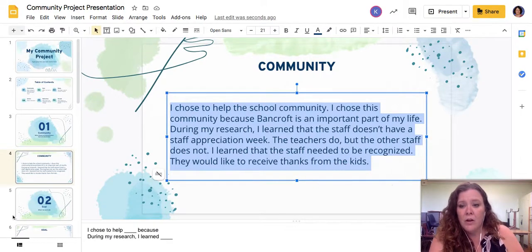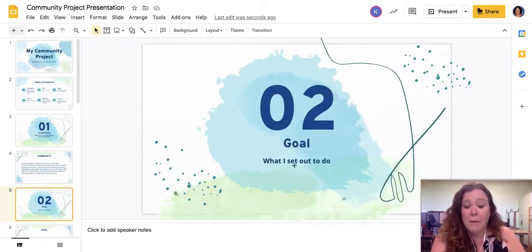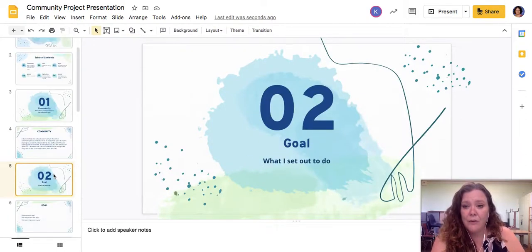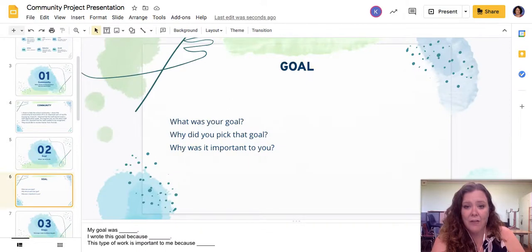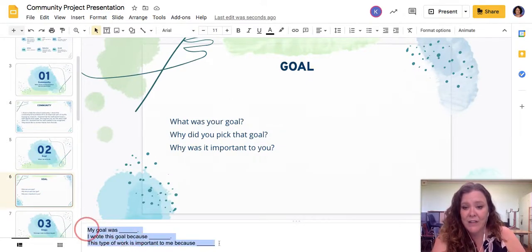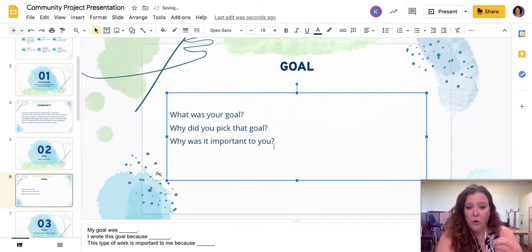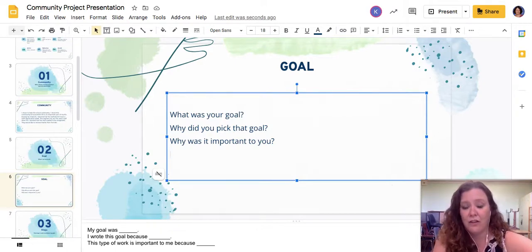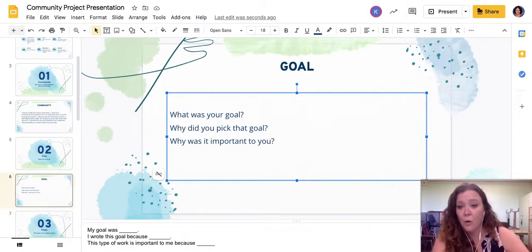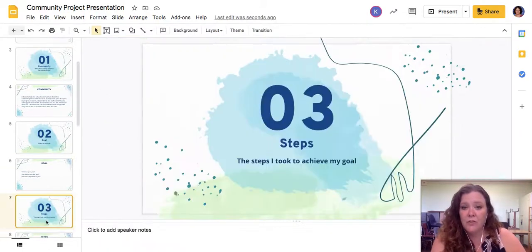Okay? Going to slide 2, I'm going to talk about my goal. So what I set out to do. And again, I have questions for you here. I have sentence starters hidden down here in the notes. And I would do the same thing. I would come in, I would click, and I would try to answer those 3 questions using the sentence starters if I need to, and then deleting out the questions after I'm finished answering these. Okay, so that's goal. Then I'm going to move on to the steps.